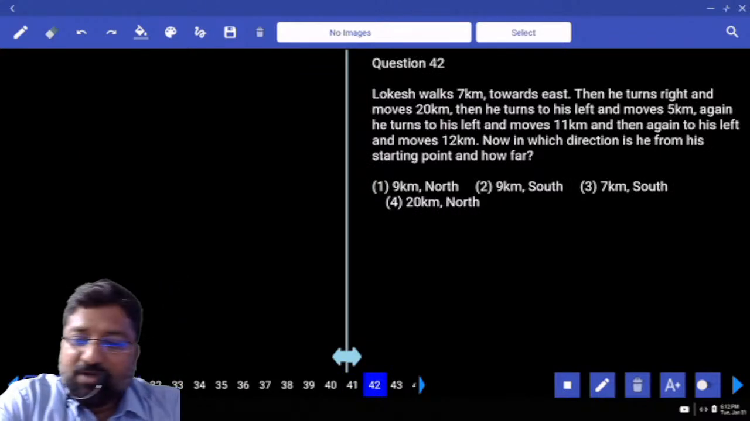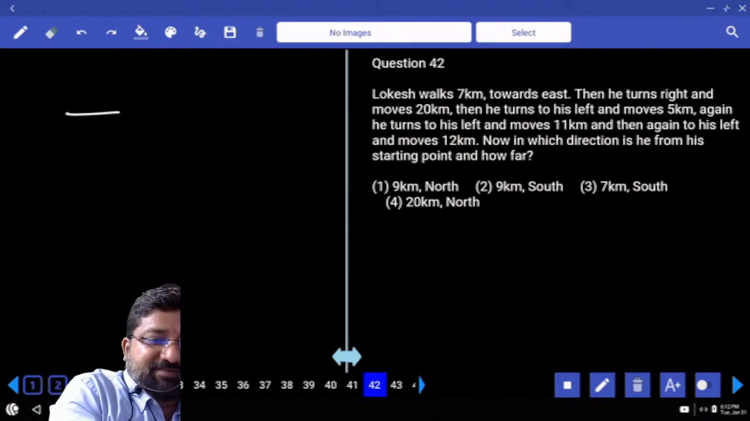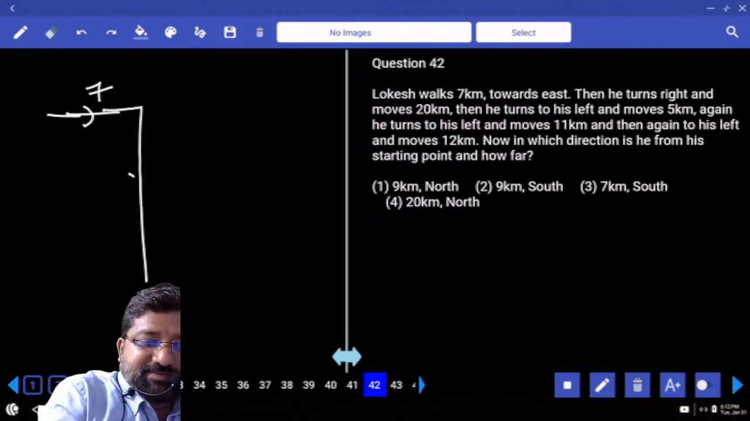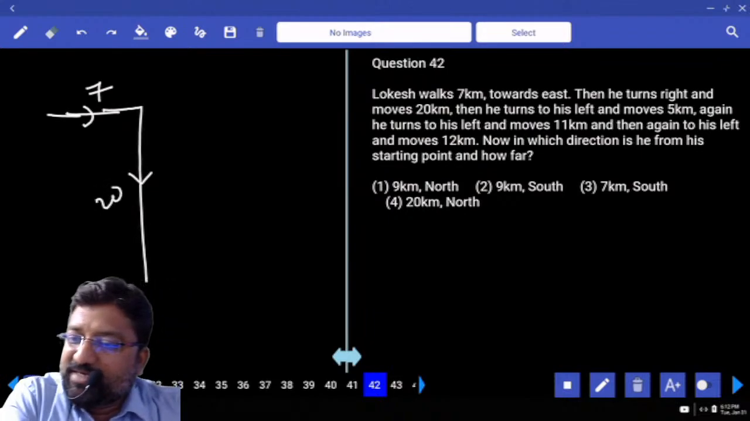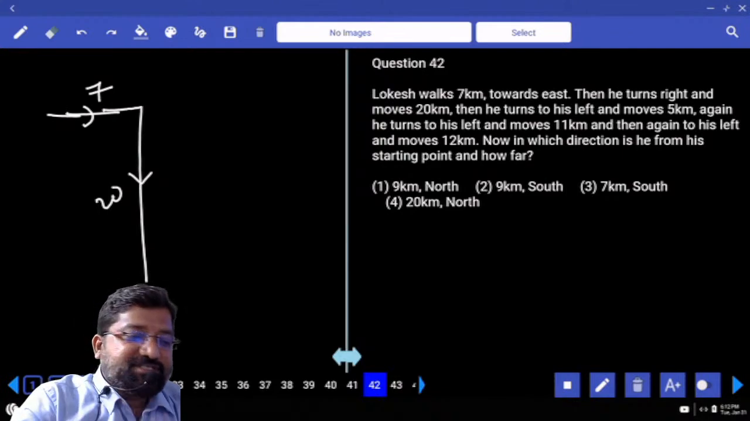What is 42? Lokesh walks 7 meters towards east. This is where he started. Then he turns right and moves 20. Then he turns to his left and moves for 5. Now this person Lokesh is facing south.